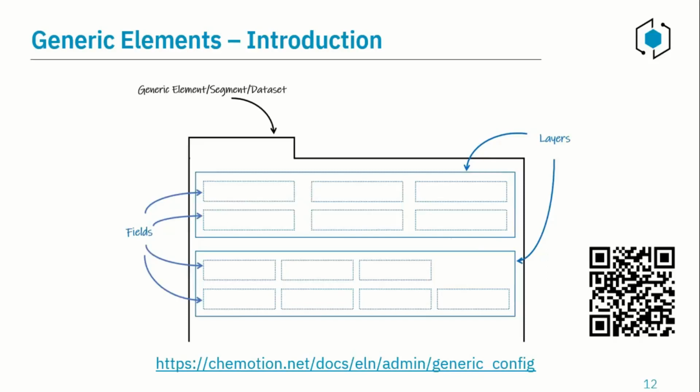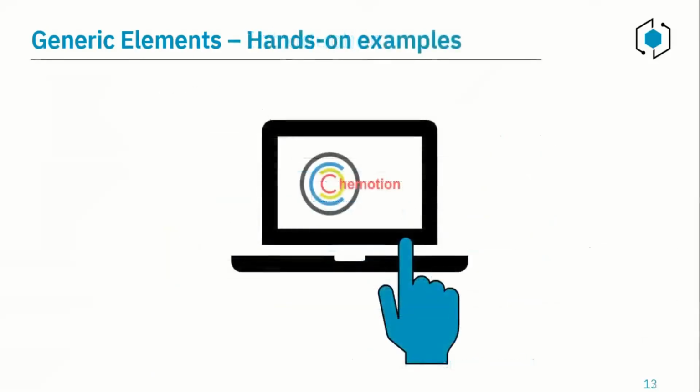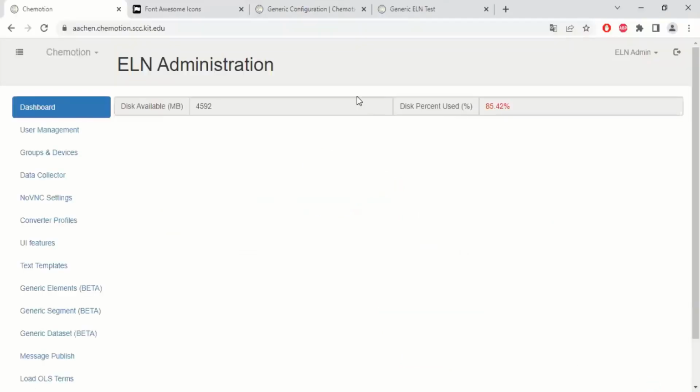To show you this a bit more in detail, we now switch to the ELN, and I'm already logged in at the administration user interface. Right now it's only possible to add generic elements, segments, and datasets here in the admin UI, and not as a user. So you have to have access as an admin to the ELN instance.